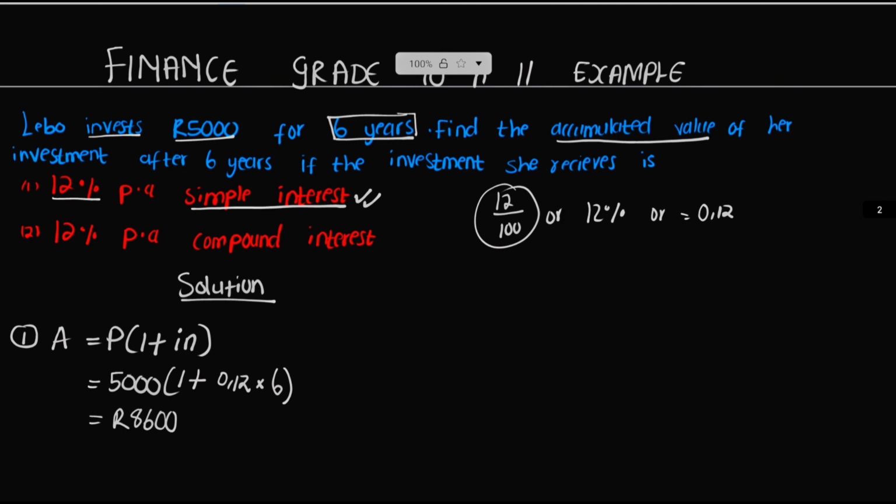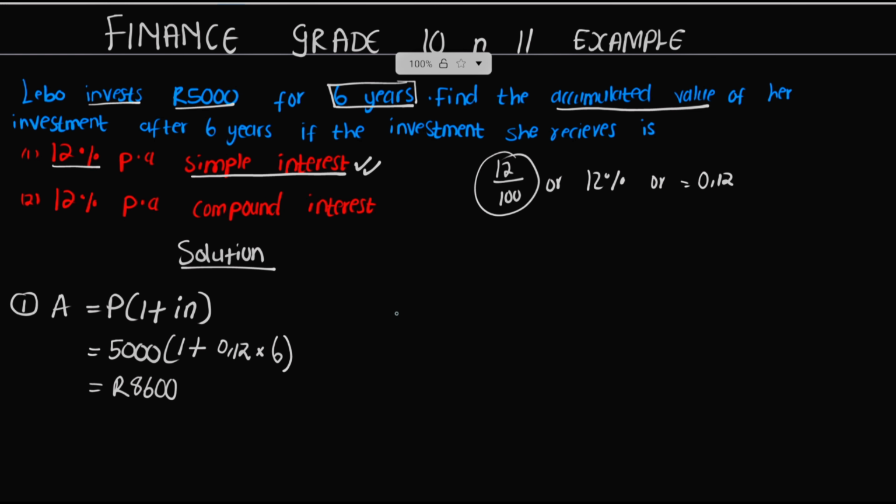So now moving to the second one, number 2. It's the same scenario, but they said compound interest. If they say compound interest, which formula am I going to use? The one with the exponent. So which one is it? I'm waiting for you. Yes, it's the compound interest formula. So you're going to say A is equal to P, open bracket, 1 plus i, close bracket, exponent n.